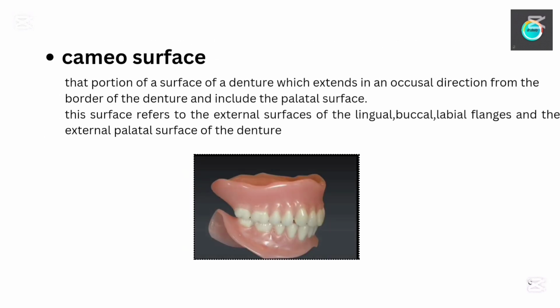Cameo surface: that portion of the surface of a denture which extends in an occlusal direction from the border of the denture and includes the palatal surface.